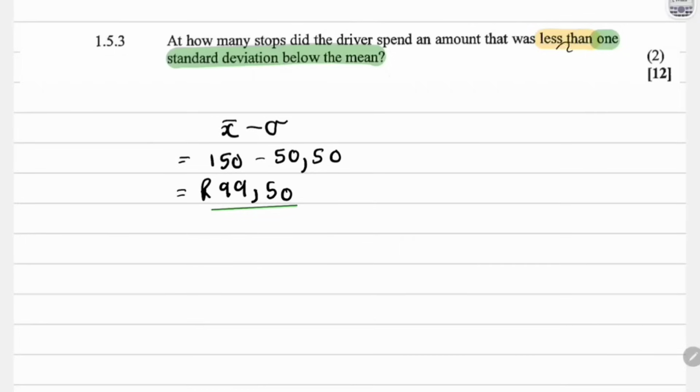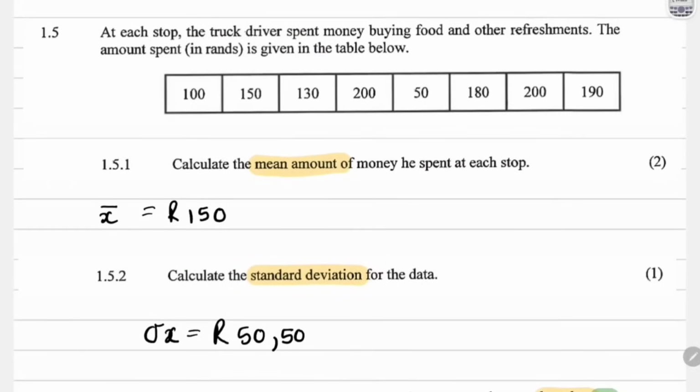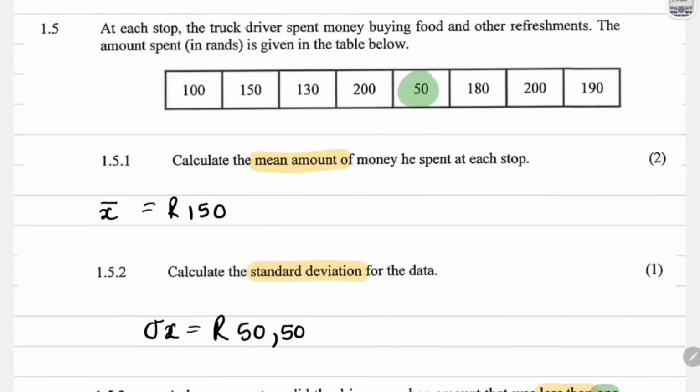Then we still need to find out how many stops exactly are going to be less than this value, that 1 standard deviation below the mean. So how many values are less than this in our data set? Well, as you can see, we can only have 1 value that is less than that. Everything else is above 99 Rand 50 cents.